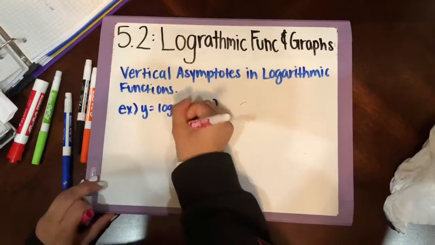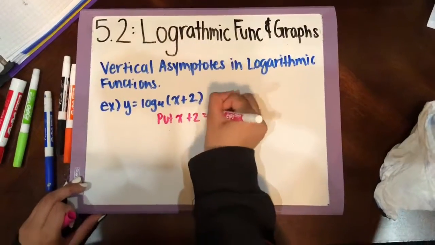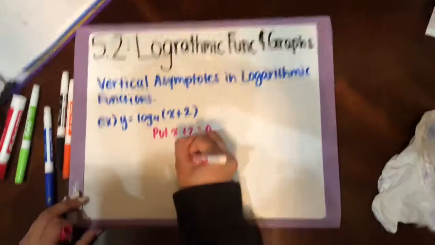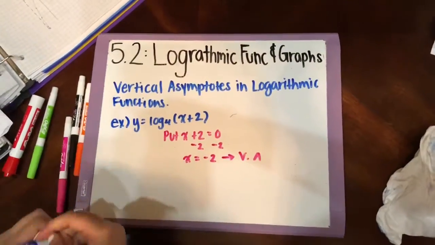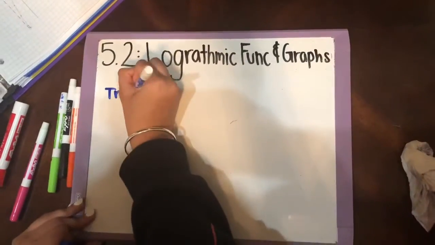Now we're going to move on to vertical asymptotes in a logarithmic function. So for example, y is equal to log base 4 of (x plus 2). You put x plus 2 is equal to 0, then you'll get x is equal to negative 2.